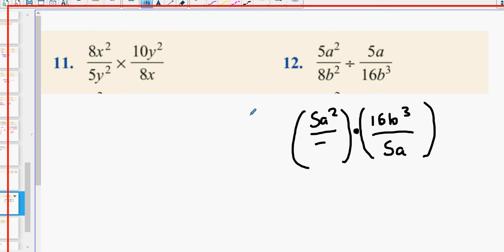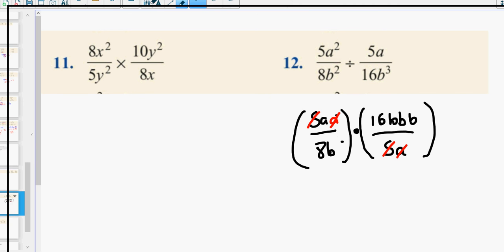Now, what we said earlier, Rory, is that anything on the bottom can attack anything on the top. The 5 on the bottom can attack that 5 on the top. Now, 5a squared is actually 5aa. Would you agree with that? So what's aa divided by a? So those a's cancel. Now what's b squared? How many b's are in b squared? 3 of them, isn't it? Sorry, b cubed, so b, and b squared will be just 2 b's.